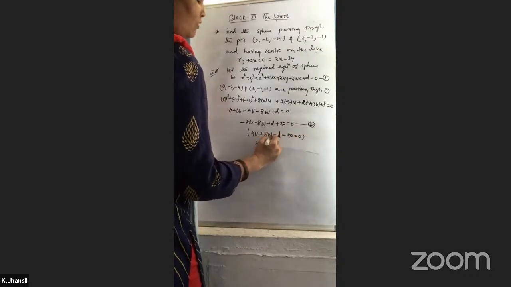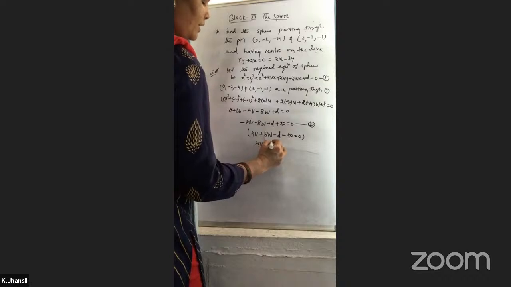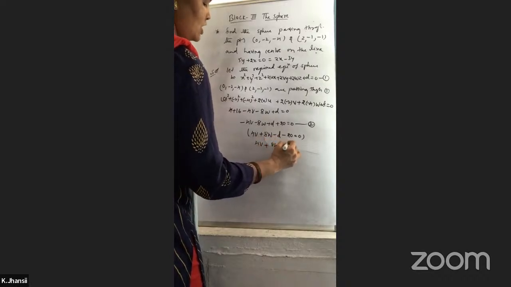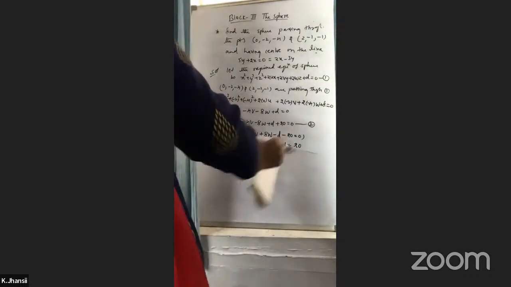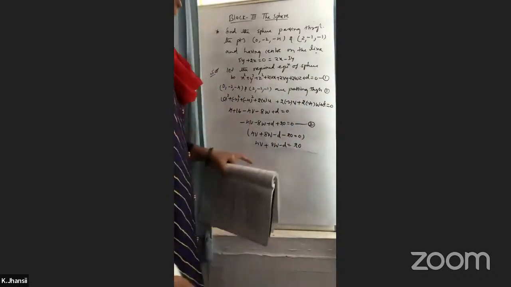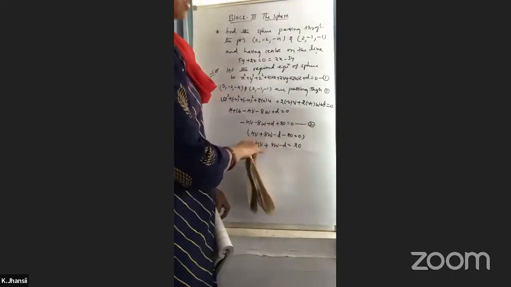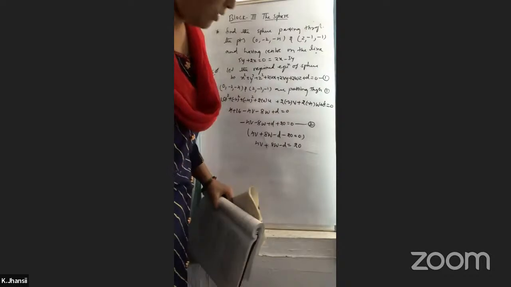So wherever necessary, we can use this one also, or else we can write it as 4V plus 8W minus D equals 20 also, like this. So anywhere, in solving any problem, you can take either this second equation or this one.